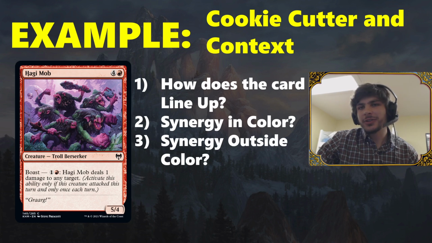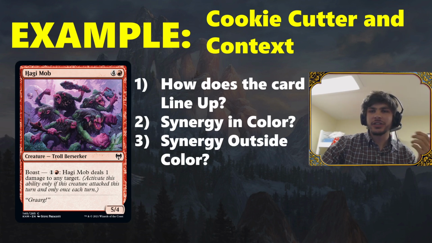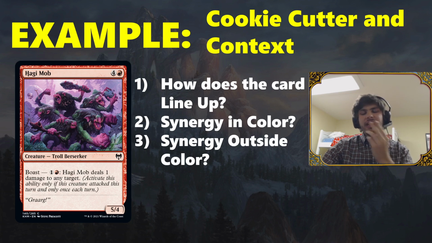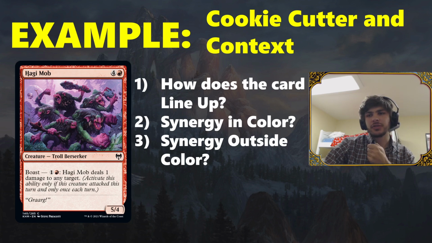Synergy outside color. If there's a way to give Hagi Mob Death Touch, all of a sudden it just pings something and just kills it, because if you have Death Touch on a card, you just kill it when you ping it. So if there's an equipment in black or something that gives Death Touch, Hagi Mob gets a lot better. If there's an aura in black, or there's another creature that gives Death Touch for a turn or something of that nature, Hagi Mob gets a lot better. These are the sorts of things where you can evaluate a card and say, in black-red, where you have this Death Touch card, Hagi Mob is great. Otherwise, it's not very good, or something like that.